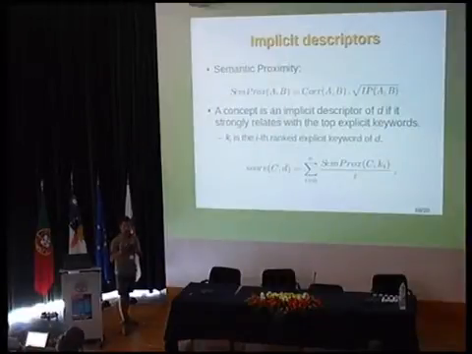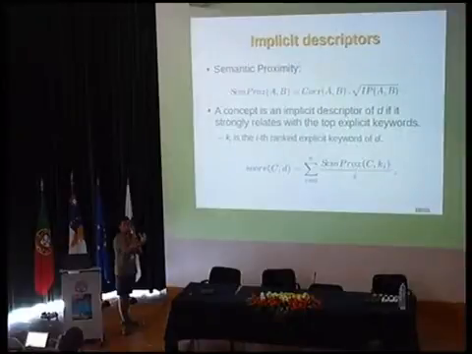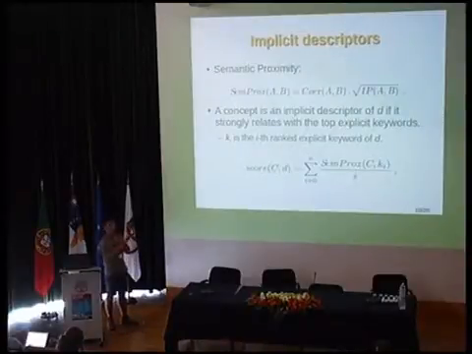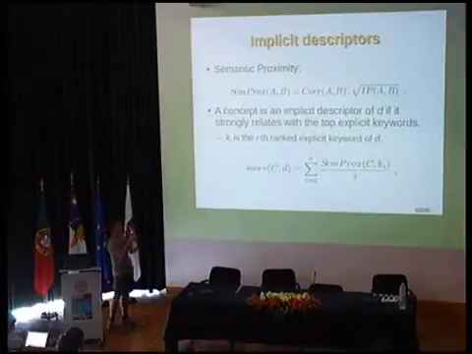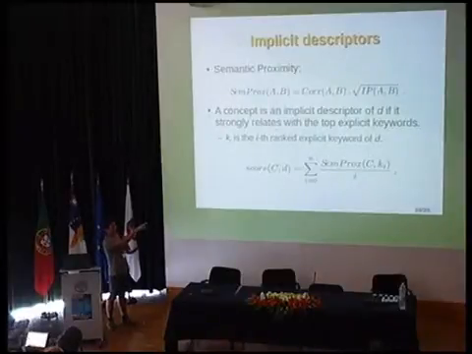So our idea is we go to each one of the other documents. In practice, we don't extract all possible keywords or all possible concepts of each document. We only extract some, okay? And we measure the semantic proximity of that concept from the other document and all the explicit keywords of the document we are analyzing. How? The idea is that that concept C is the implicit descriptor of document D.